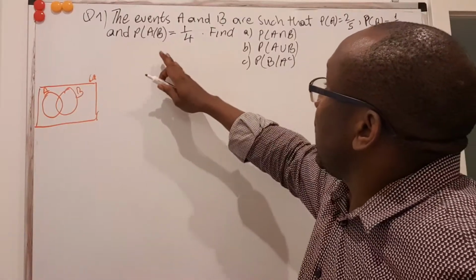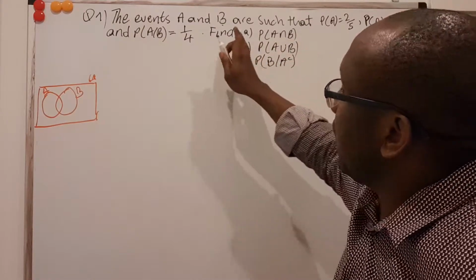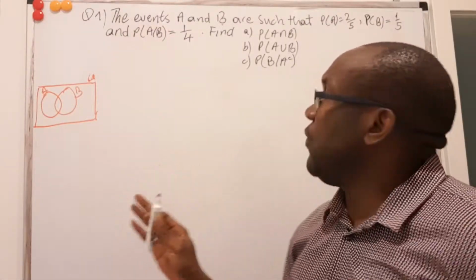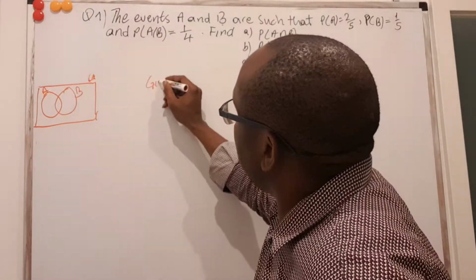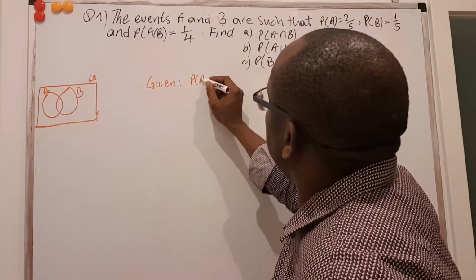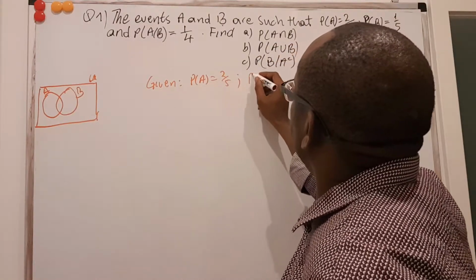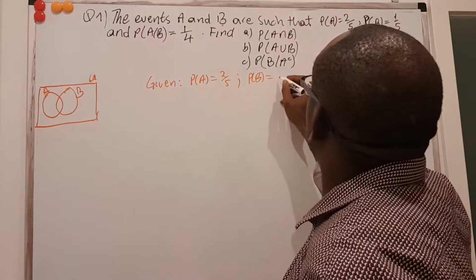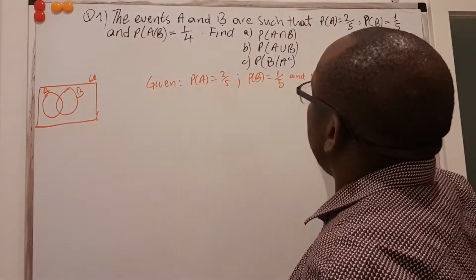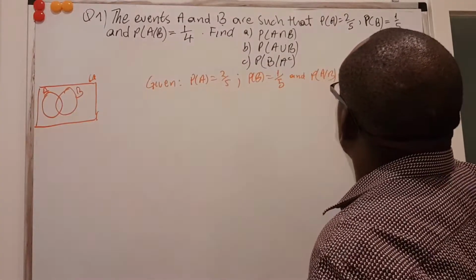Looking at this particular question, we are asked to look for P of A intersection B. When you are given a question like this, the most important thing is to look at the information given to you. So what are we given in this question? We are told P of A is equal to 2/5, P of B is equal to 1/5, and P of A given B is equal to 1/4.